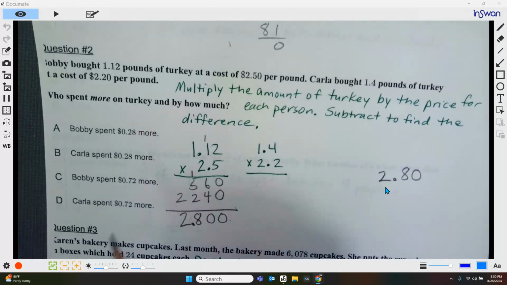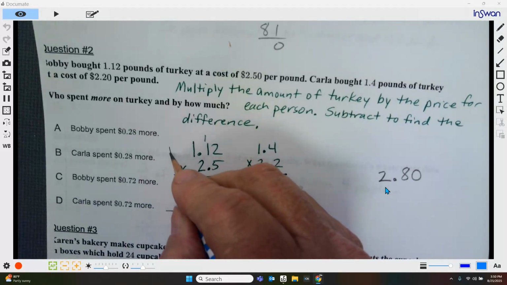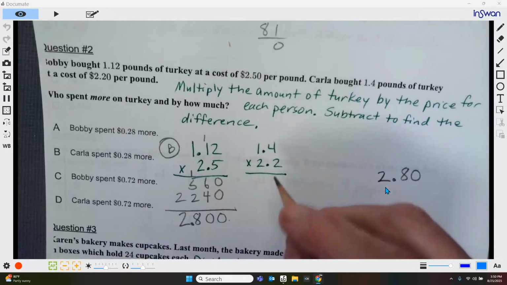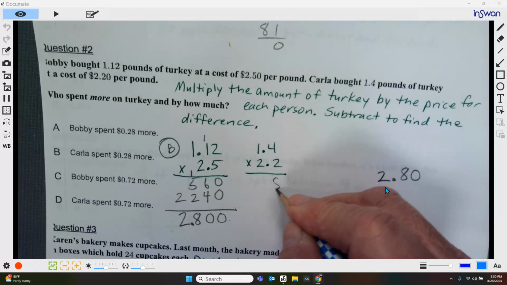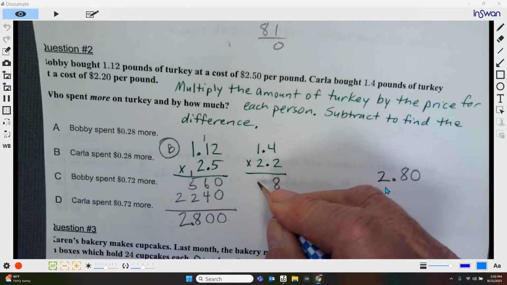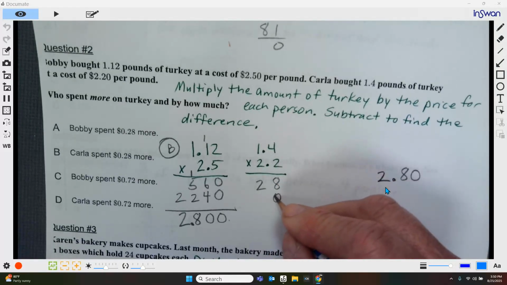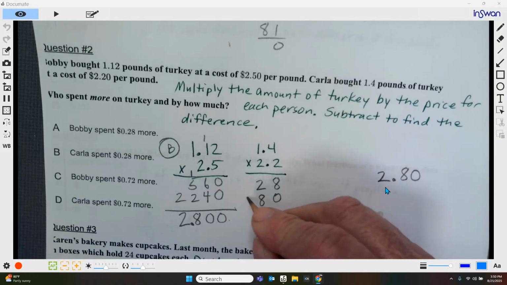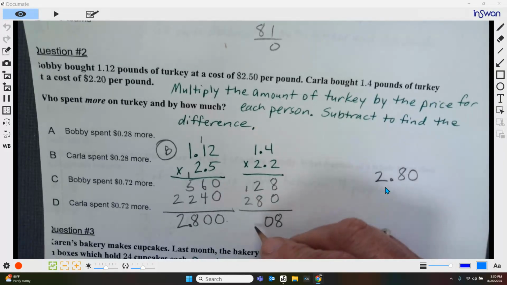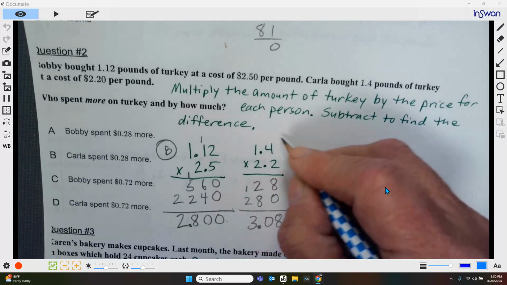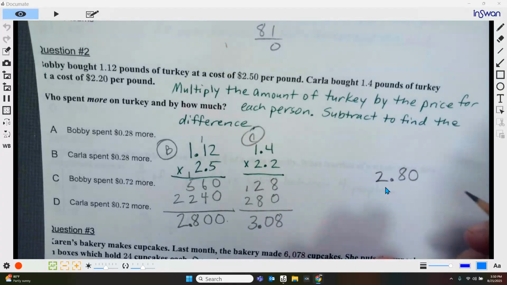for the first person, Bobby. I'm just going to put a B there. Now we're going to multiply 1.4 times 2.2. 2 times 4 is 8. 2 times 1 is 2. Placeholder 0. 2 times 4 is 8. 2 times 1 is 2. Bring down the 8. 8 plus 2 is 10. Carry the 1. 2 plus 1 is 3. So that's Carla. Carla had $3.08.